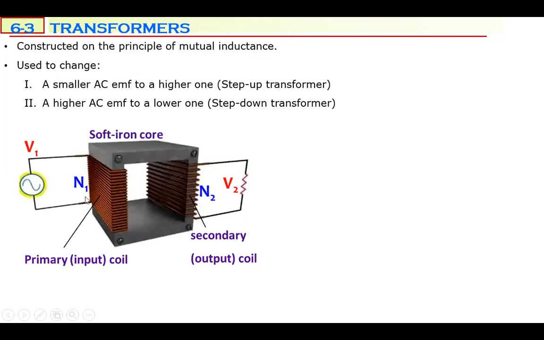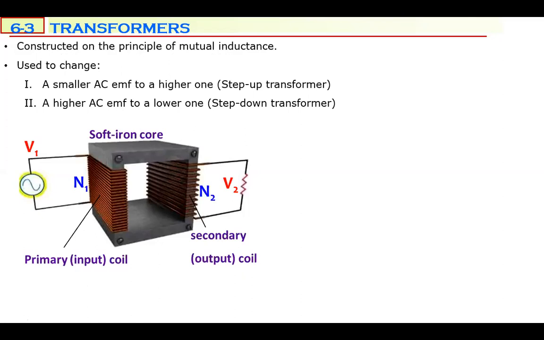So when you change the electric current, alternating current, in the primary coil, then you change the magnetic flux through the secondary coil here, and then you get induced EMF in the secondary coil. That's why we say that transformers are constructed on the principle of mutual inductance. So this is a device.